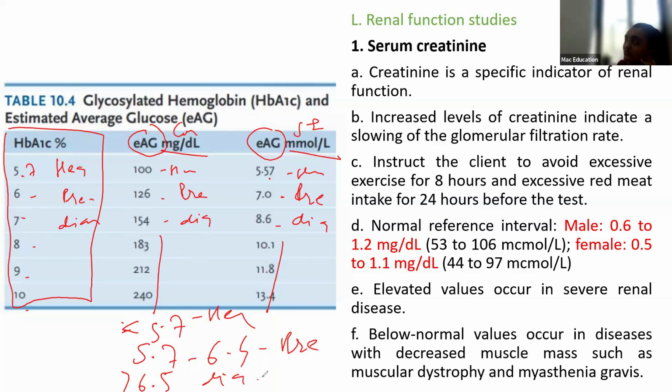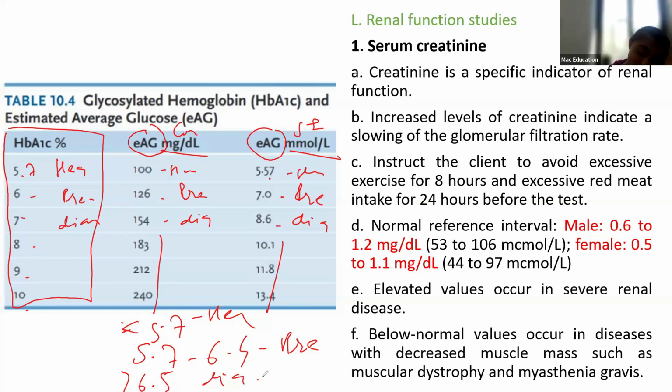6.8. Pre-diabetic. Diabetic. 6.8. Diabetic patient. Yes, diabetic. So you have to advise the patient for lifestyle modifications. You have to refer the patient to the endocrinologist. They will prescribe some medications to control the blood glucose. First of all, you have to always go with the lifestyle modifications.